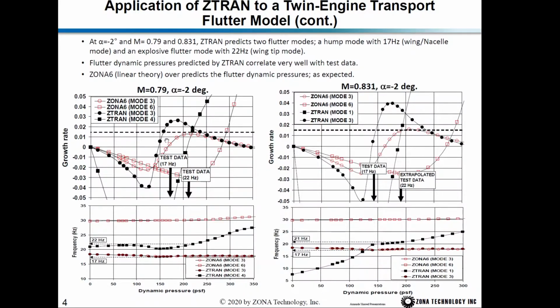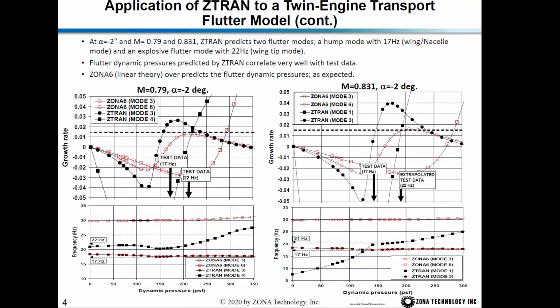So we slightly under predict the flutter boundary by Z-Trin. However, the flutter frequency agrees very well with the wind tunnel measured flutter frequency, and also the Z-Trin solution shows that the wing nacelle mode flutter mechanism is a hump mode. So this also agrees with the wind tunnel observation.